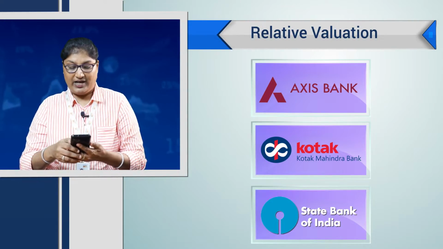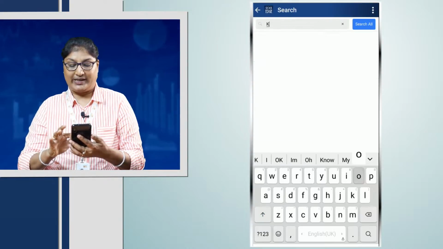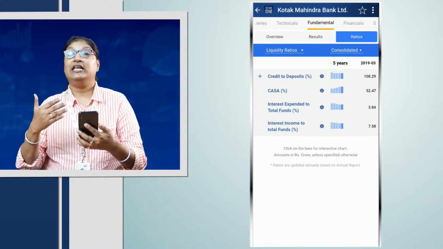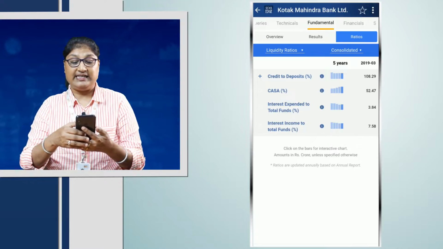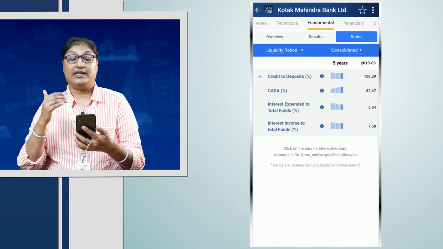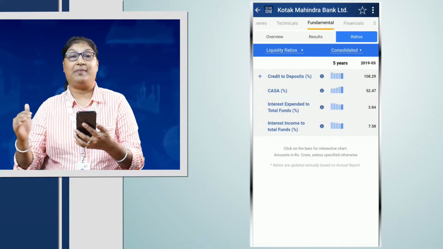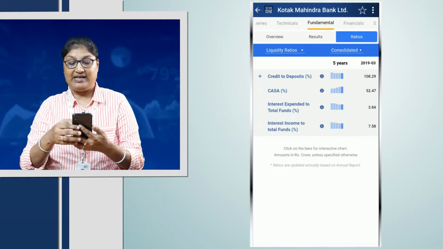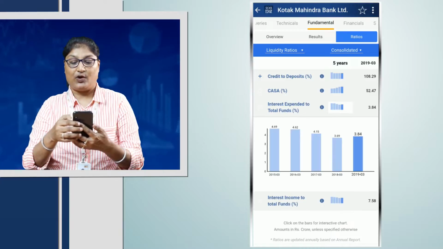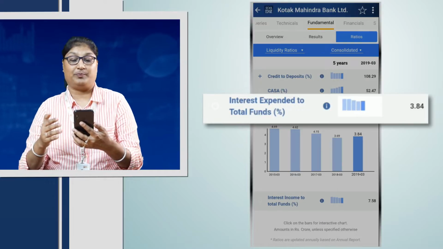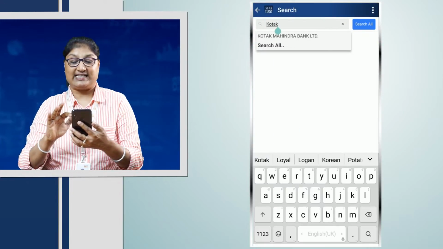Okay. So, when we go to the StockEdge app and check out, suppose, Kotak Bank and move on to ratios, under the liquidity ratios we will see interest expended to total funds. Now, let us find out if this bank, compared to other banks, has a lower interest expended. When we check, we see that for this bank, interest expended is 3.84%. Now, let us move to Axis Bank.